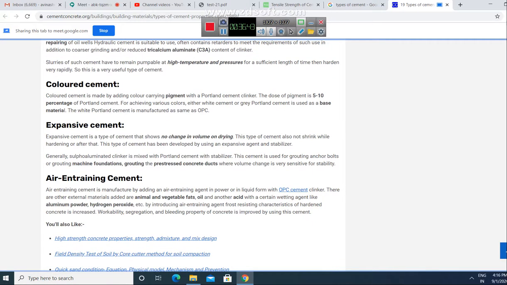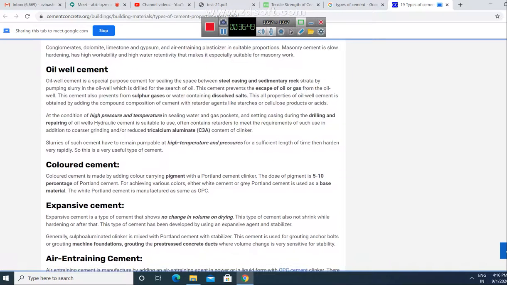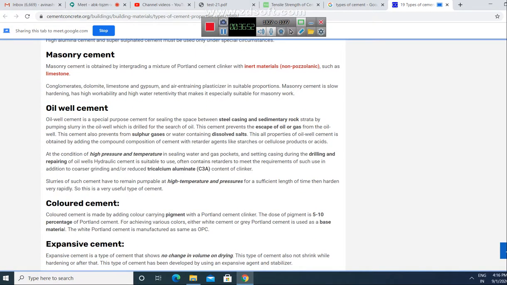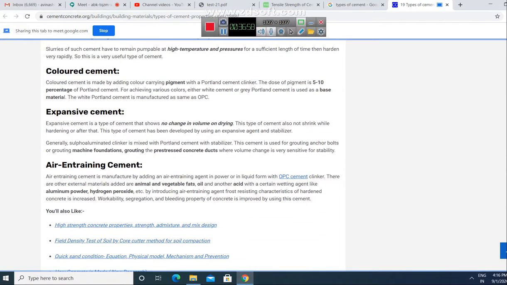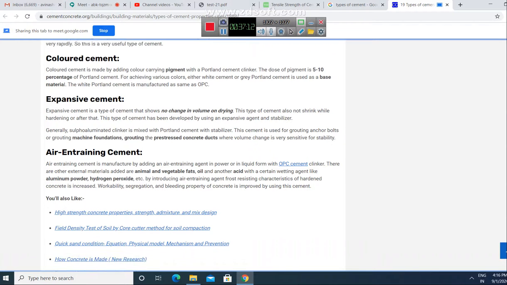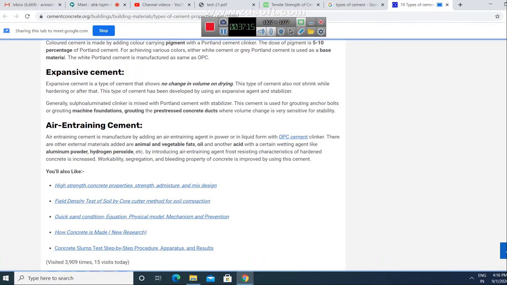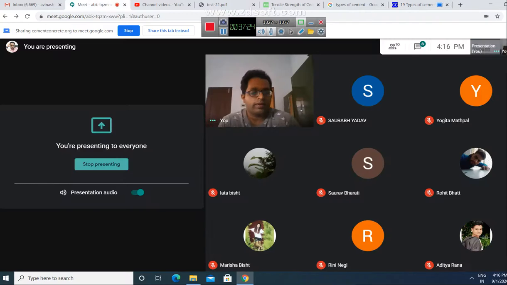So that is all about the different important types. Then you have the colored cement, if you are adding some coloring pigment. There are some other types of cement also which are not of that much importance. You can refer to them and study them. Then expansive cement. Expansive cement means it's a type of cement where there is no volume change on drying. There is no shrinking. Such a cement is known as an expansive cement. Then air entraining cement. You will be introducing some air entraining agents in powder form or in liquid form with OPC clinker. So these are the different types of cement.